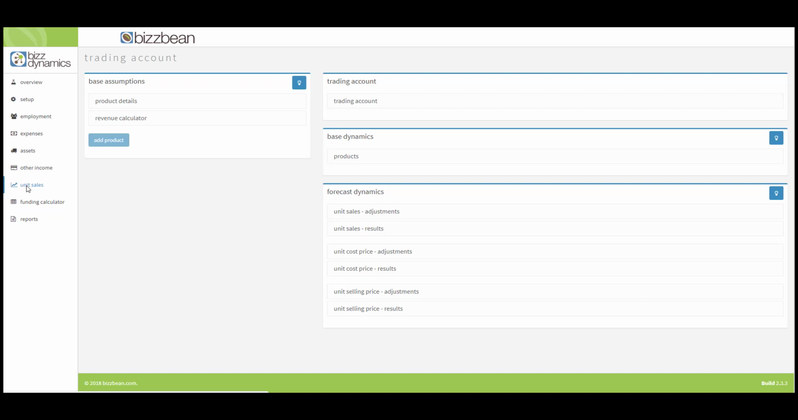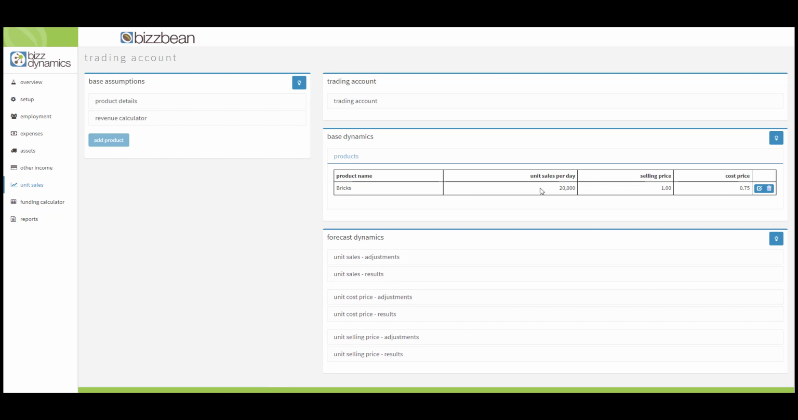Now we get to the exciting part of the model, where we start adding some revenue to try and recover those costs. So what I did is I put some data in. Let's show you what I did. I suggested that our start unit sales was going to be 20,000 units per day at start, a selling price of 1 and a cost price of 0.75.